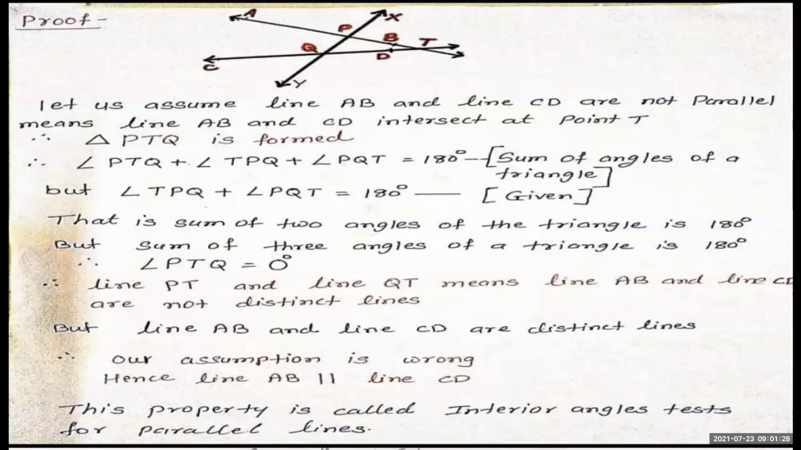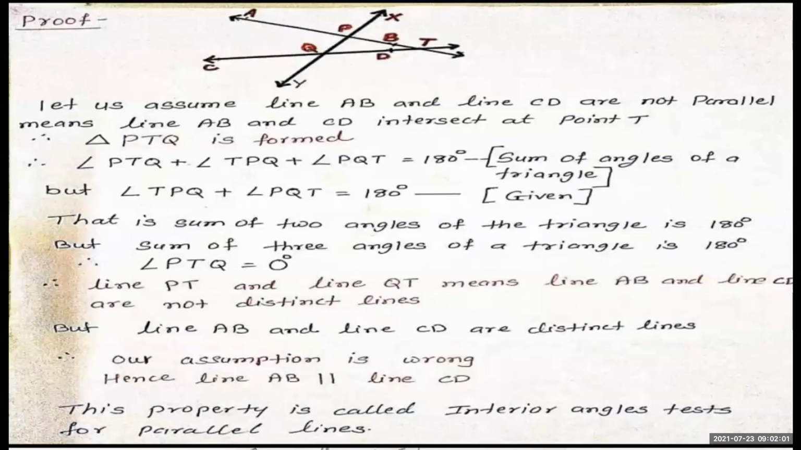Here we prove the theorem. Simply, you have to assume two lines are intersecting each other at point P and the triangle formed is PTQ. Then the three angles of a given triangle together measure 180 degrees. But in the given there are two interior angles. If those are measuring 180 degrees, then the third will be 0 degrees.